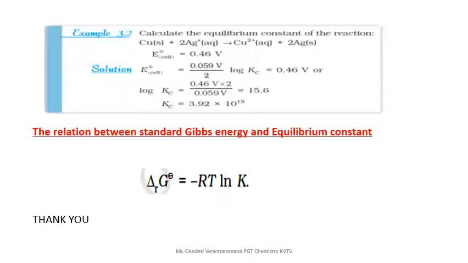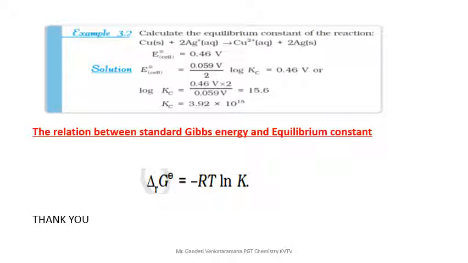Next question. Calculate the equilibrium constant of the reaction Cu + 2Ag+ gives Cu2+ + 2Ag. E naught is given here. Solution first. We know the relation between the equilibrium constant and the standard electrode potential of the cell. So E naught cell equal to 0.059 by n log Kc. This is the formula. Okay.